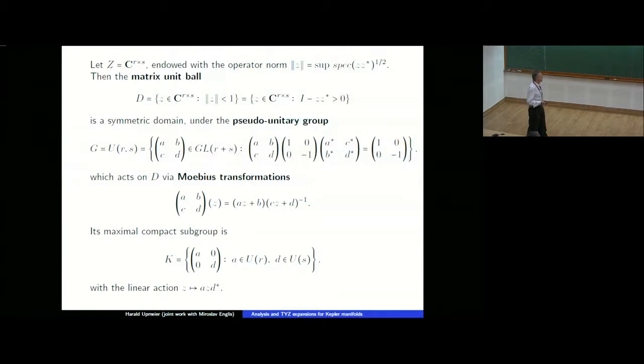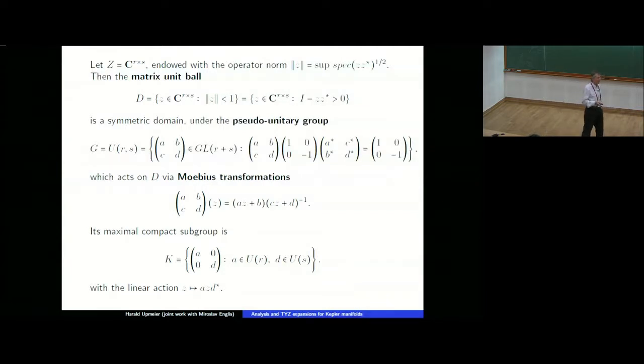What is the maximal compact subgroup? Well, I promised it's a linear group. And the group K is precisely fixing the origin. If you put this into the Möbius transformations, it means that B and C are 0, so only A and D are left. It's the block diagonal matrix, and in fact acts linearly. Z goes to A Z D star, D inverse, but it's the same as D star since we have unitary matrices. So that is, in a nutshell, a basic example.